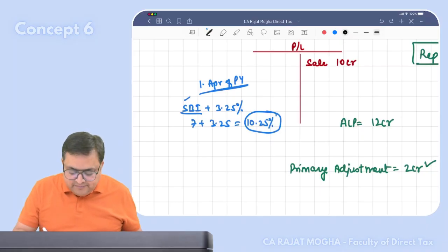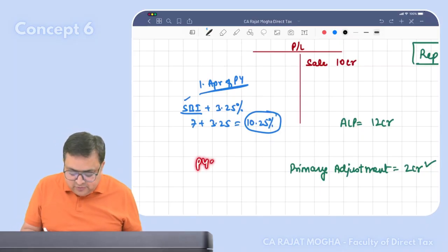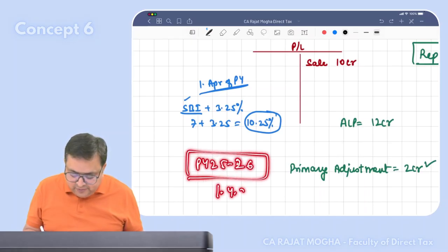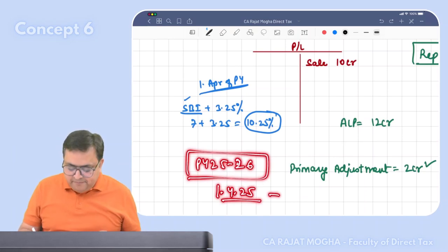So let's say, for example, your interest is getting due in the previous year 25-26. Then we will say that for 1st April 2025, what is the SBI lending rate plus 3.25%, correct?